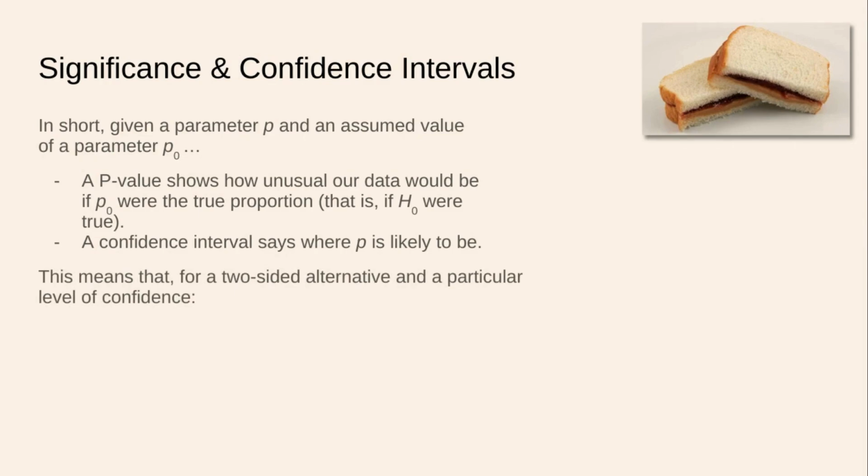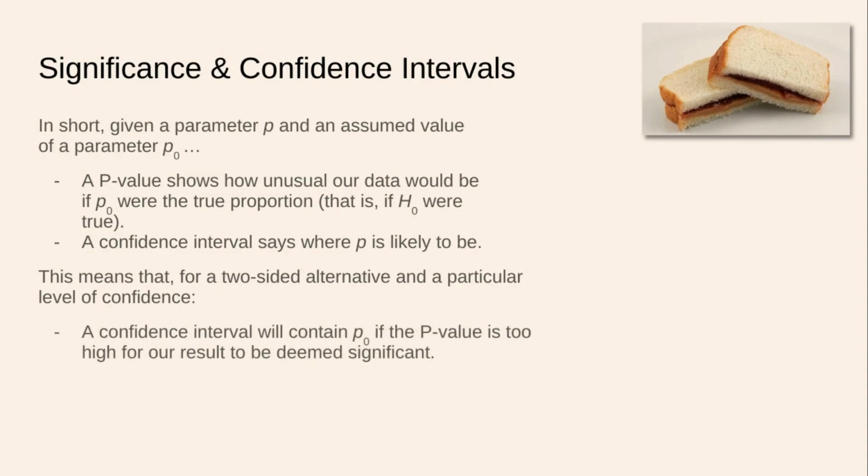So this means that for a two-sided alternative and a particular level of confidence, a confidence interval will contain p sub 0 if the p-value is too high for our result to be deemed significant. So if we get a confidence interval that contains p sub 0, our p-value for the related hypothesis test is going to be too high for our result to be deemed significant. Confidence interval contains p sub 0, do not reject the null hypothesis.